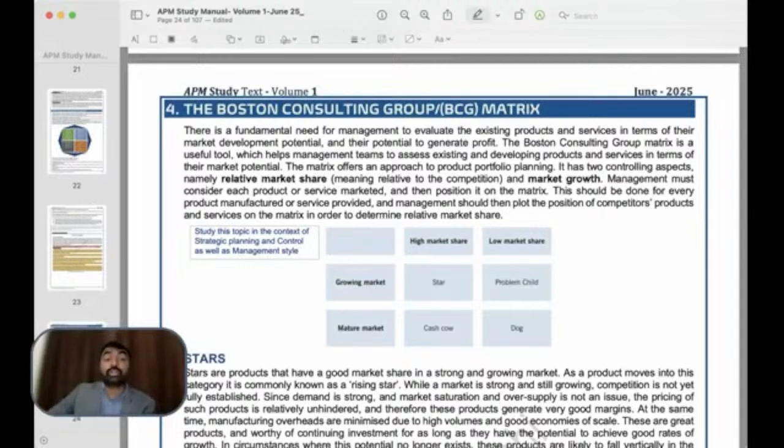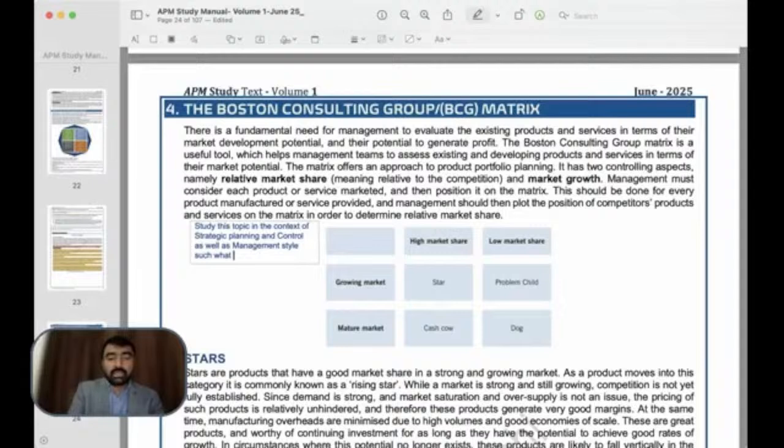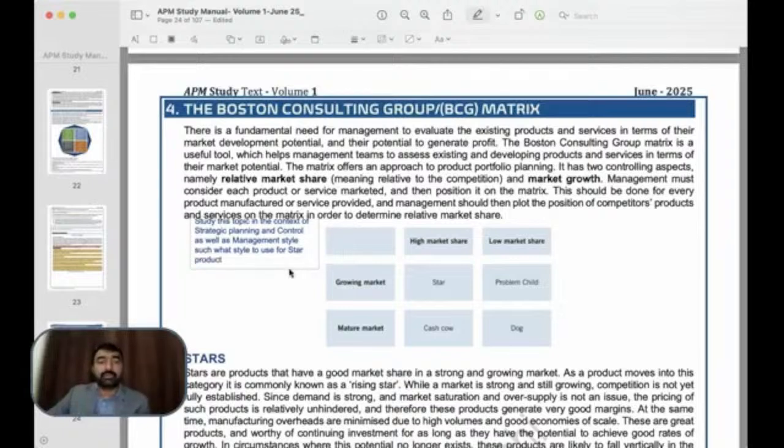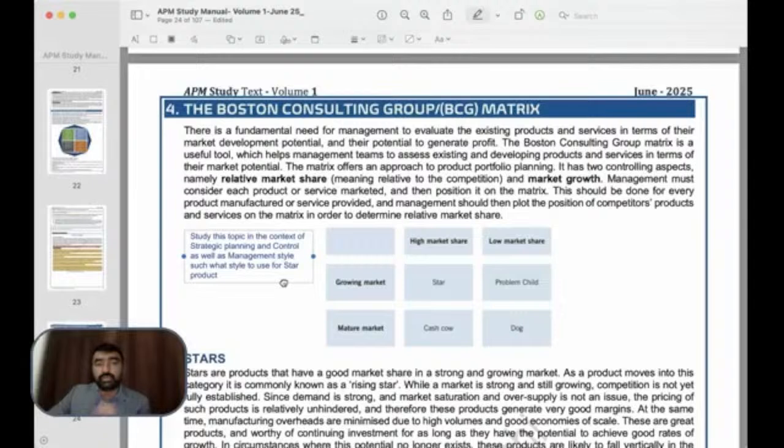Management style. So what should be the management style for each? Such as what style to introduce, what style to use for cash cow, for star product. Okay, one style which is suitable for one may not be suitable for other. For example, for star we need to invest more.